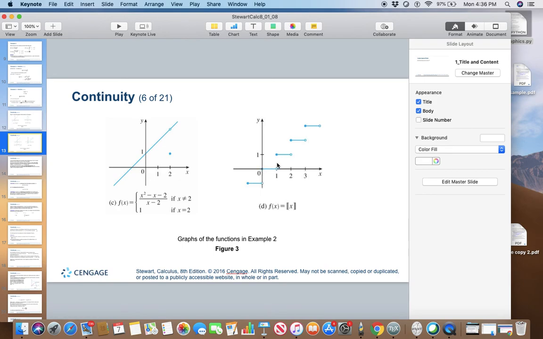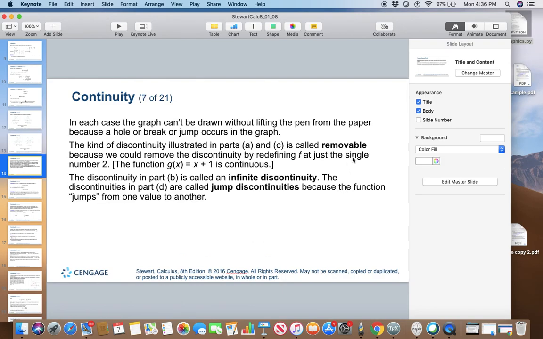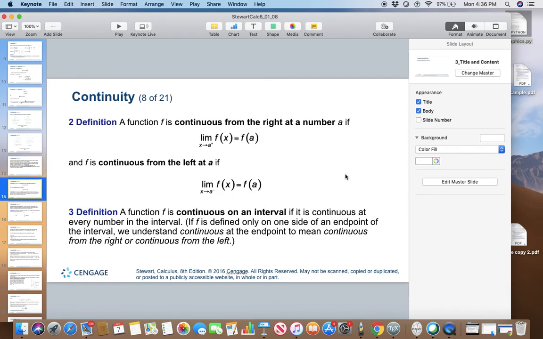This is called jump discontinuity. Okay, jump discontinuity. So, removable, infinite and jump discontinuities. These are the three kinds of discontinuities. Here is another definition.